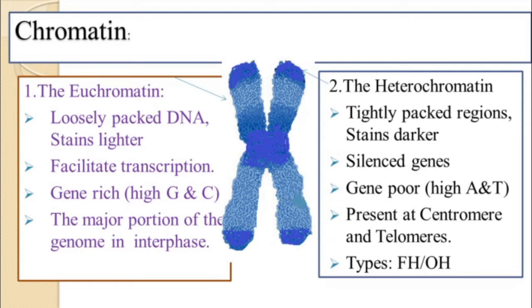The major portion of the genome in interphase is euchromatin, whereas the heterochromatin that is present at centromeres and telomeres is gene poor and shows high adenine and thymine nucleotides. This heterochromatin is again of facultative type and obligatory type. The facultative chromatin is sometimes active, but the obligatory chromatin is permanently inactive. Generally, you can observe it in the Barr body of human females.